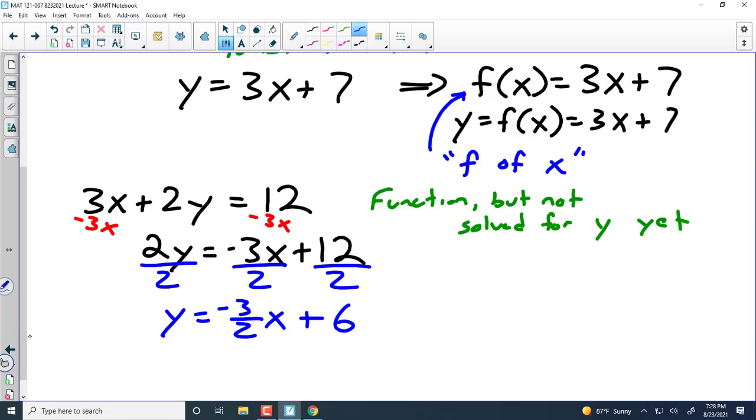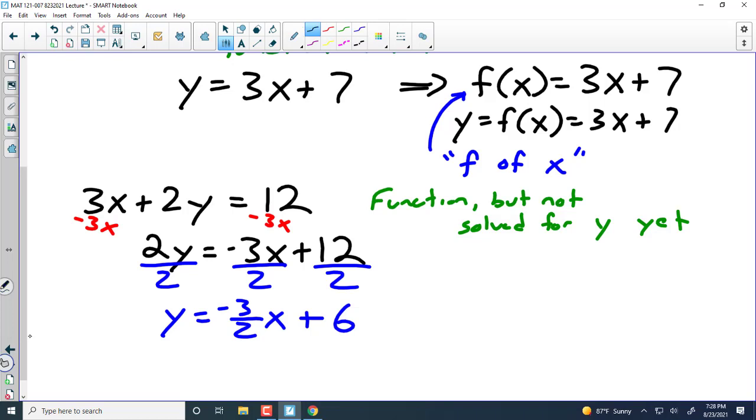It's still the same equation, it's still the same line. It doesn't matter if you graph it like this or you graph it like this, you're going to get the exact same graph, and they're both going to pass the vertical line test. They're both going to be functions. The essential difference is what? This equation is solved for y. Y is all by itself on one side of the equation.